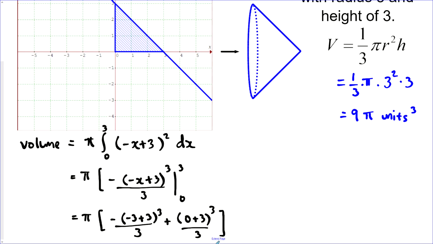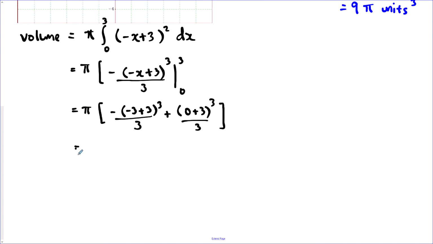And that would be pi, this will be 0 plus 27 over 3. That would give us 9 pi units cubed, just like we had before.